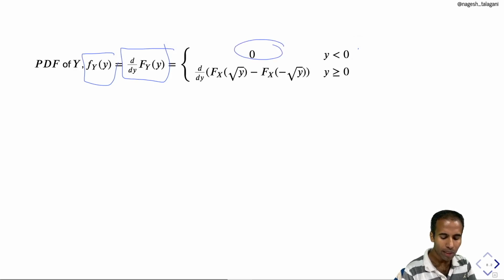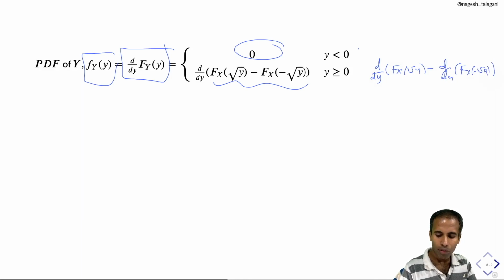When y is greater than or equal to 0, the derivative of the sum is going to be the sum of the derivatives, the u plus v method. So we have the derivative of F_X of root y minus the derivative of F_X of minus root y. Now we apply the chain rule. First of all, the derivative of the capital F is going to be the small f; the derivative of the CDF is the PDF. So it is going to be f_X of root y.